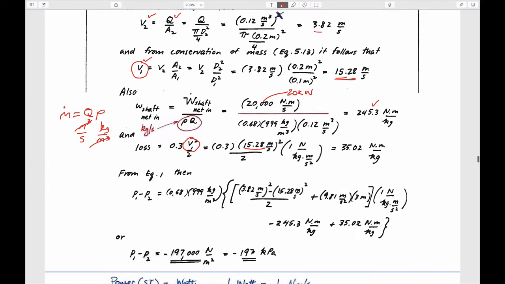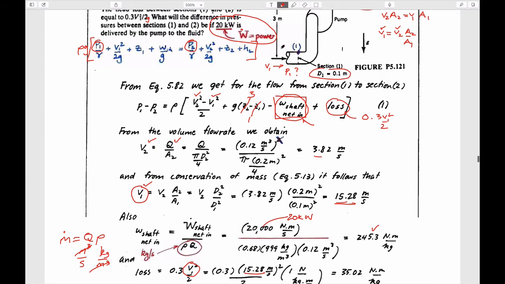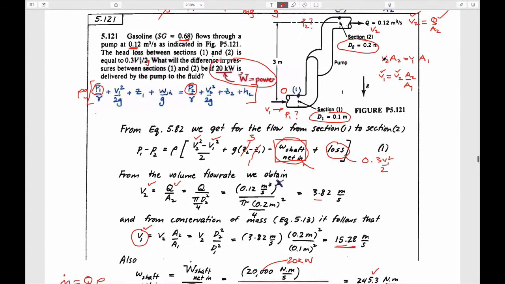So in other words, this negative 197 means that the pressure here could be 0, and the pressure up here would be plus 197 kPa. Which means that you're pumping uphill. So you're starting off with a tank that could be open to atmospheric. By applying a pump and pushing it uphill, you're providing the impetus to put energy into the system to move it up to this higher pressure state where it goes downstream.